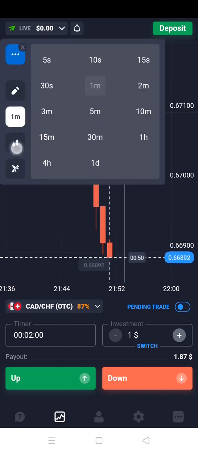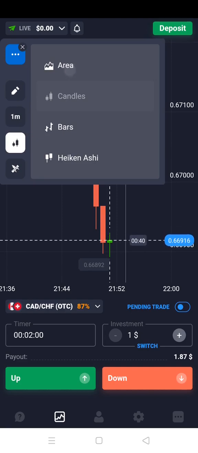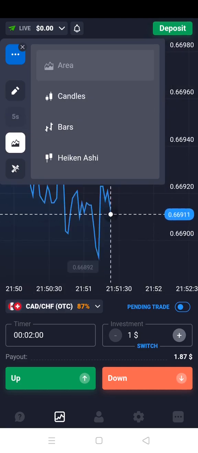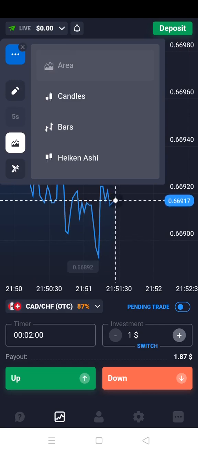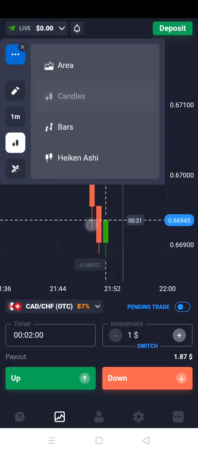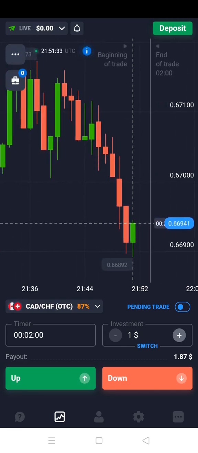The one below it right now that I just clicked on is what we call the chart types. So we have different types of charts. We have the area chart, and this is what the area chart looks like. It shows us all the zigzag lines, and we have the candlesticks. This is the one we just saw, candlesticks. This is what it looks like.